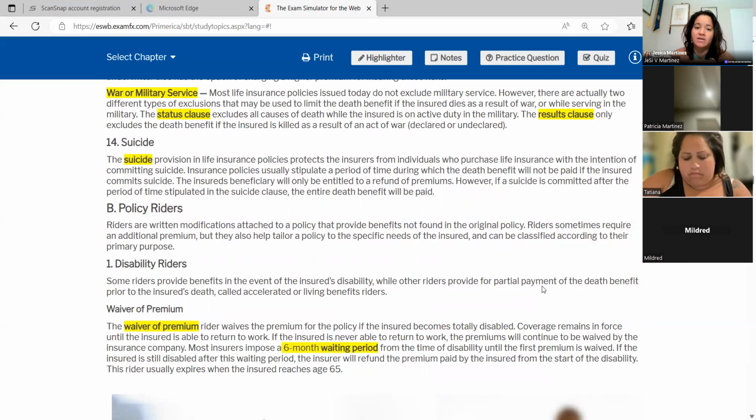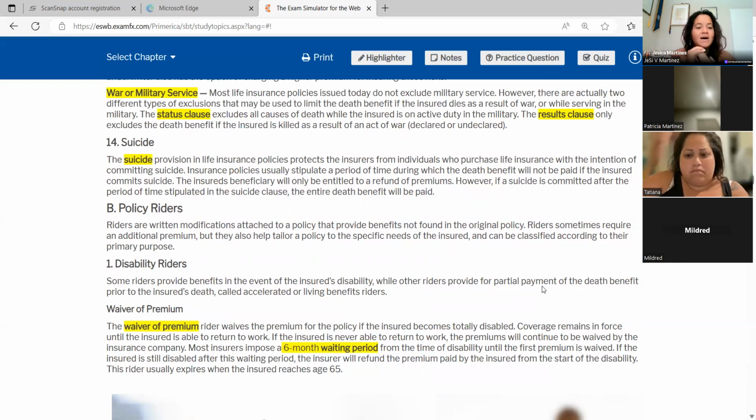So you can buy a policy, and if you commit suicide during those 2 years, it will not pay out. If it's 2 years and 1 day and you happen to commit suicide, it will pay out. Please do not commit suicide, call somebody or talk to somebody, okay?